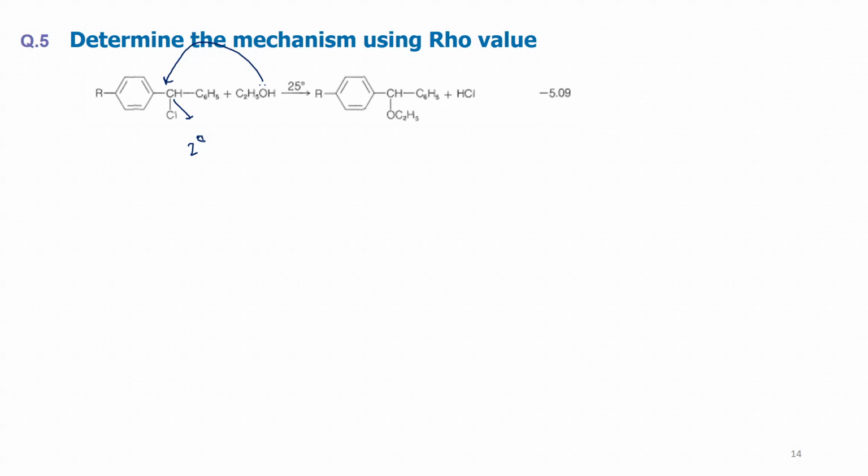I'll just give one second. Just think. How can you determine? Here we are given the rho value. So how can you determine whether this reaction is going through SN1 or SN2? As I have discussed earlier, if it is SN2, then the intermediate is negatively charged.